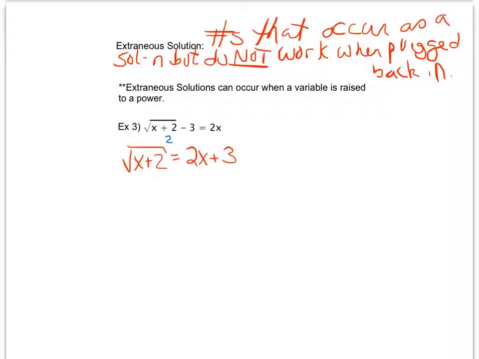So when I square the left, those will cancel. I have to square the whole right side, so I show that with parentheses. So when I square the square root of x plus 2, those cancel, giving me x plus 2.